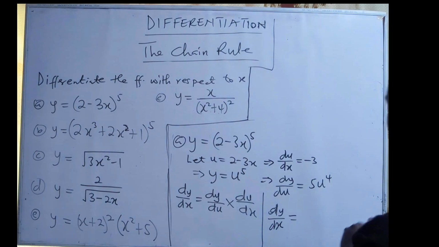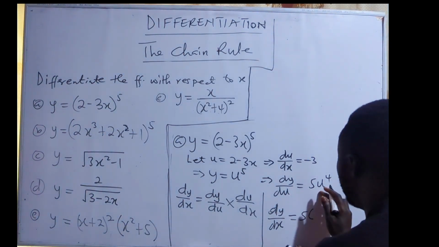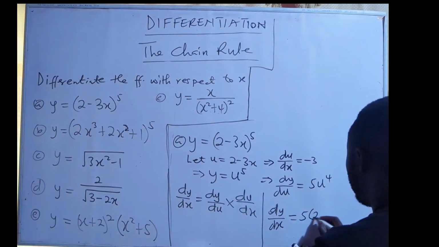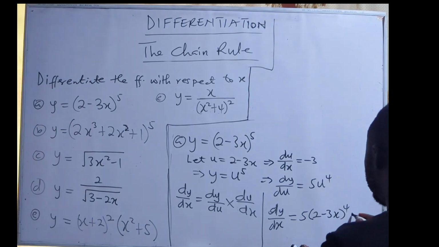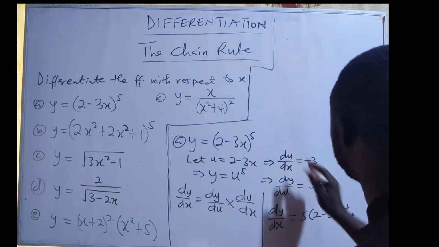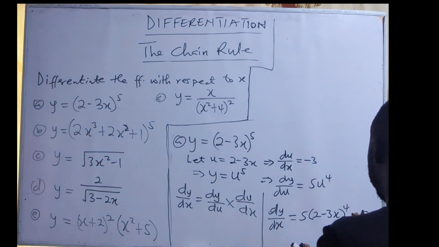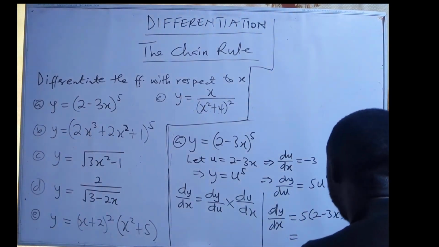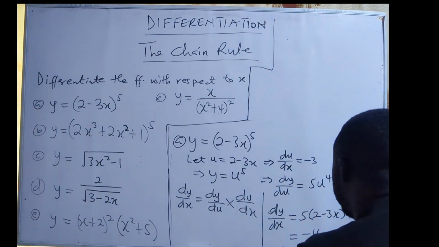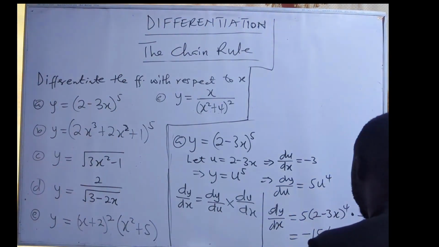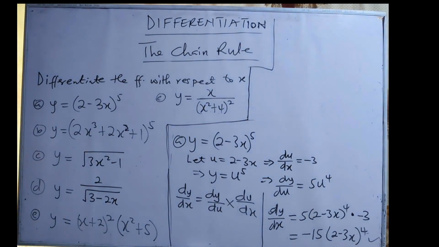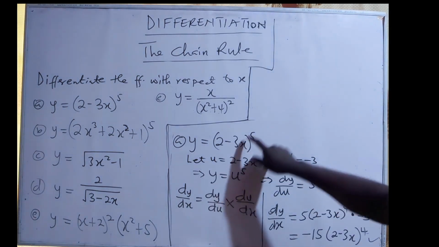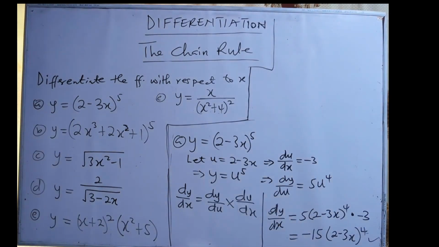du/dx, which is 5u. But what is u? You do substitution. 2 minus 3x all to the exponent of 4, times the derivative of u with respect to x, which is -3. So my answer now becomes -3 times 5, which is -15, times (2 minus 3x) all to the exponent of 4. So this is my differentiation of (2 minus 3x) all to the exponent of 5: it is -15 into bracket (2 minus 3x) all to the exponent of 4.